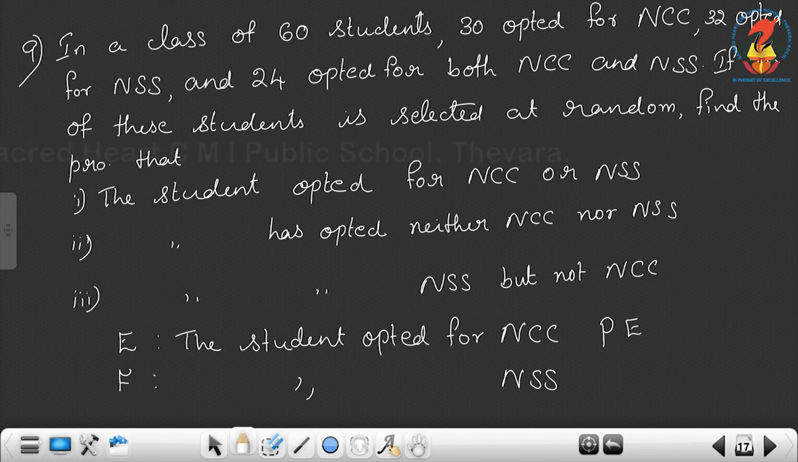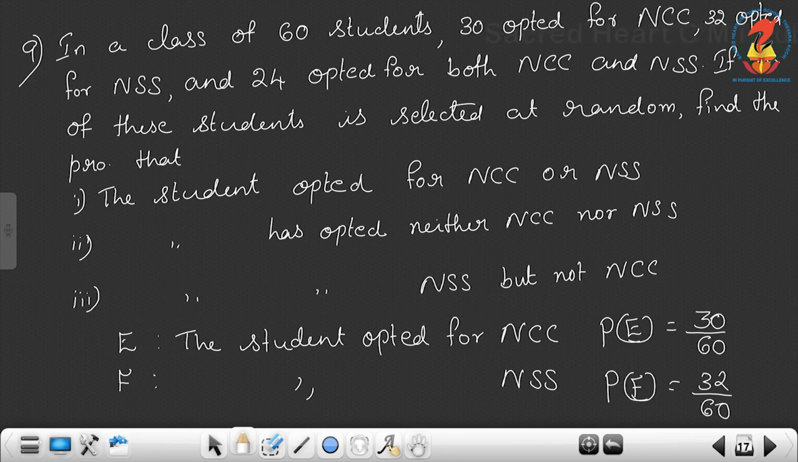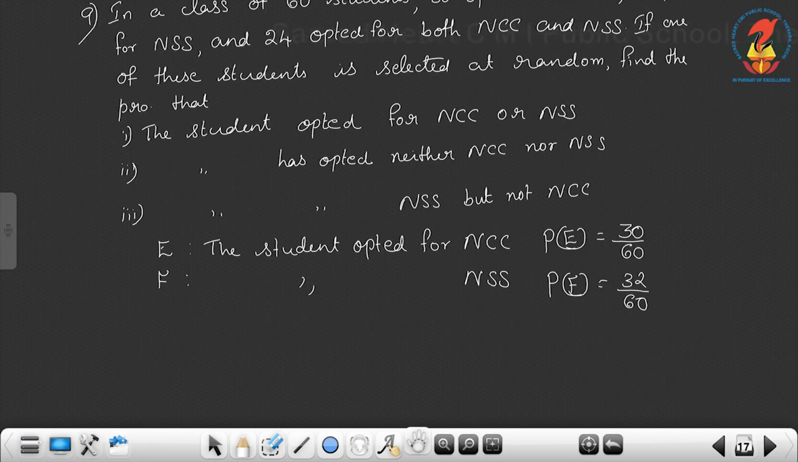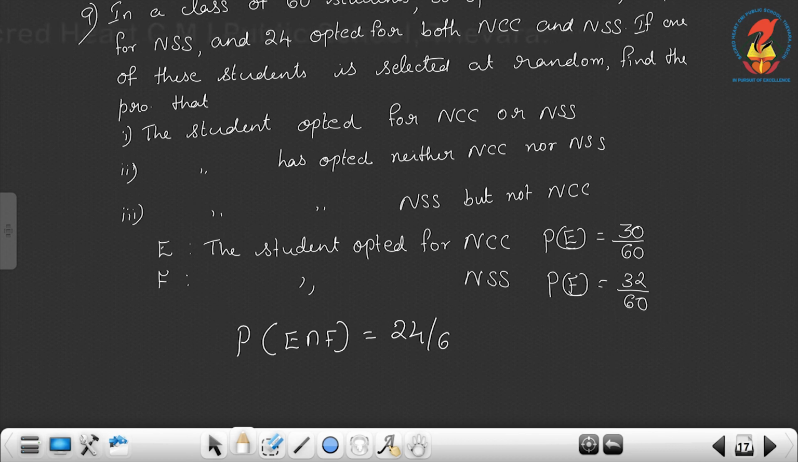So, what is P of E? How many students opted for NCC? 30. Favorable is 30 by total. Don't forget to write the total. Total in the class, 60 students are there. So P of F is, NSS, 32 by 60. Then 24 opted for both. So both means intersection is given. P of E intersection F is equal to 24 out of 60.